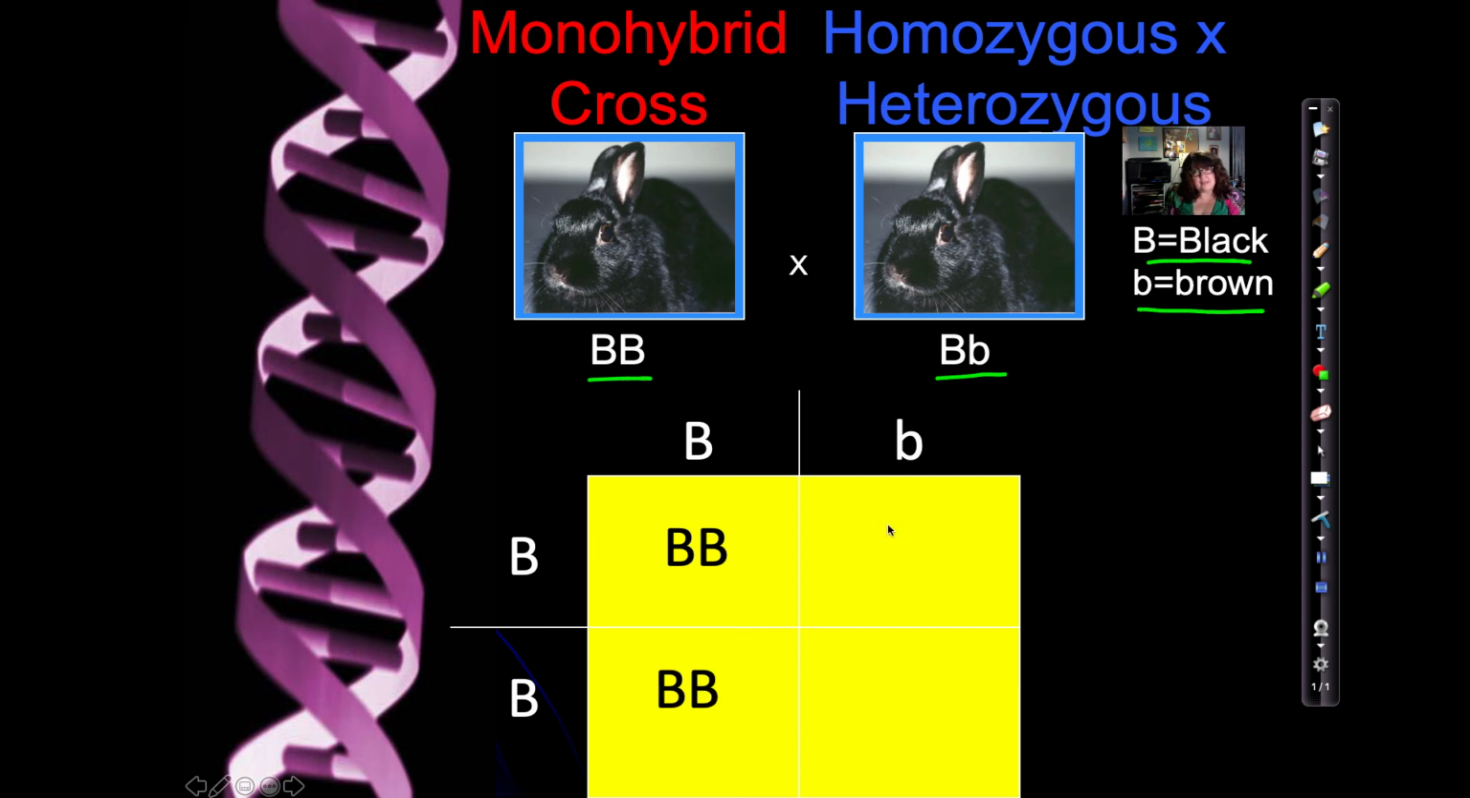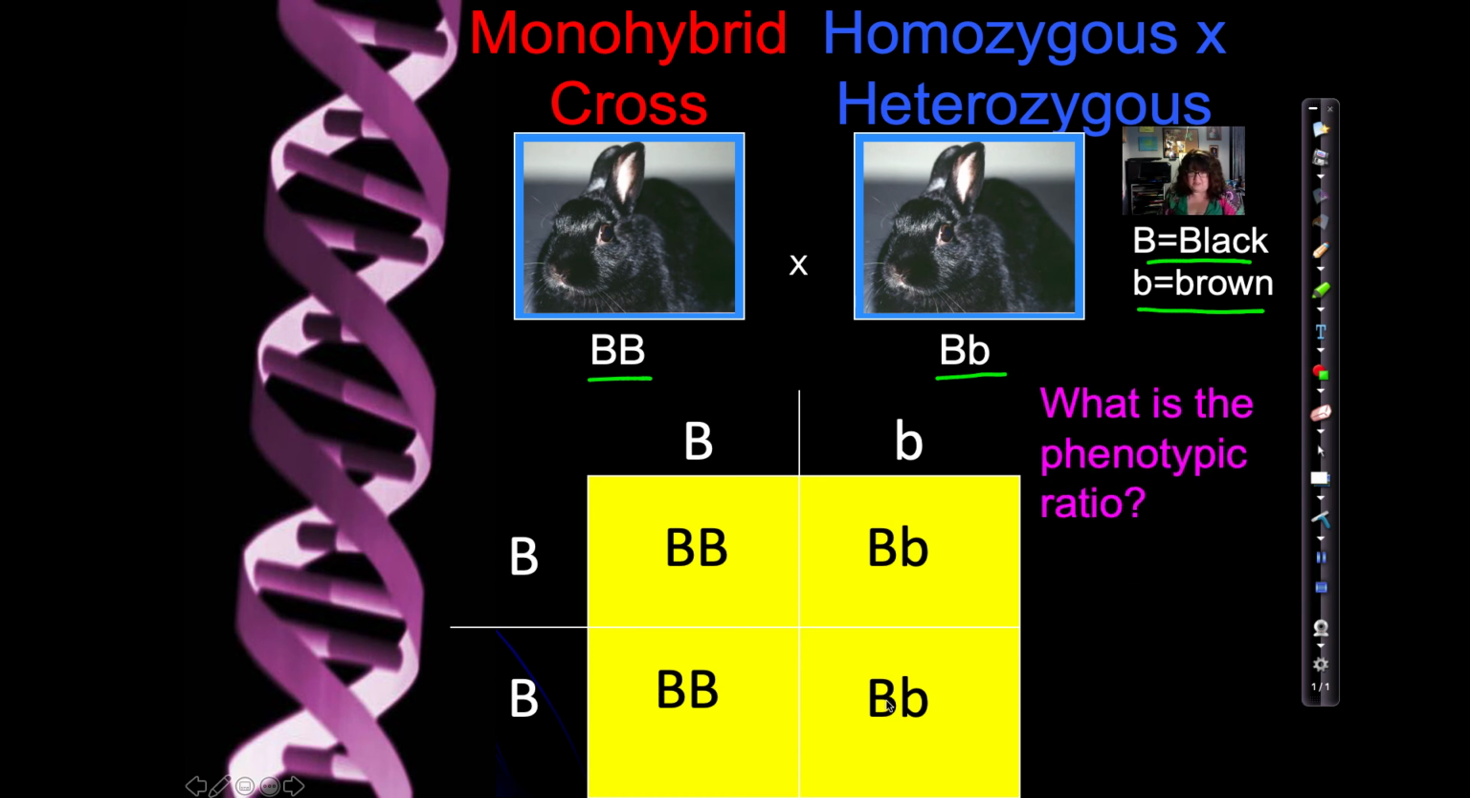Okay, so now we've got a little different party going on over here. So we're going to take this b, and we're going to move it all the way over, and this B all the way down. So this square right here is going to be what? That's right, big B, little b. And then right below it, because we have the same scenario, we're going to have the same result. Okay, so now here's where it gets interesting. So phenotypic ratio, remember phenotypic, that talks about what they are going to look like.